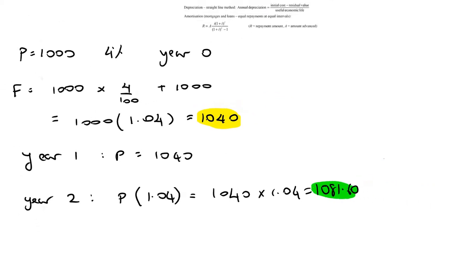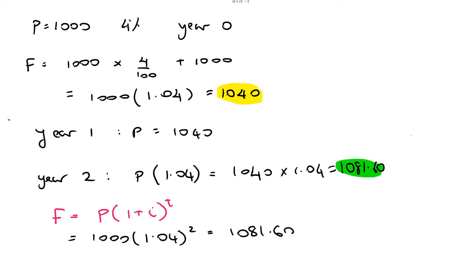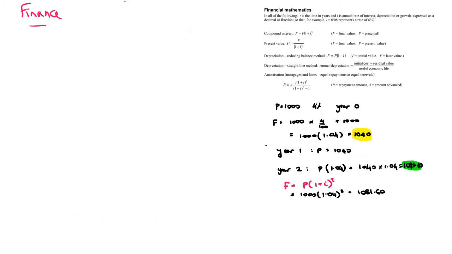Okay, to calculate that in one go, what we could do is simply write that the final amount is going to be equal to the principal times whatever the interest rate is to the power of the time over which that interest rate is charged. So in one step we could say that the future value would be 1,000 times our interest rate, which is 1 plus 0.04, which is 1.04 to the power of 2, and that will give us our 1,081.60. So that's a quick way of calculating future values of investments.